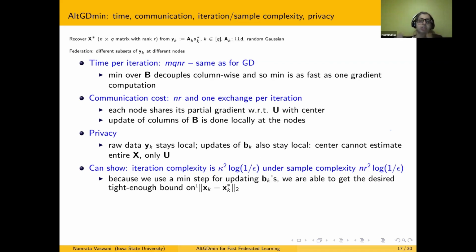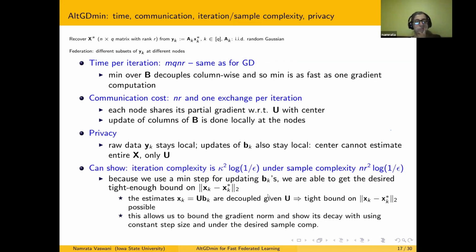And then because you're using minimization for one variable and gradient descent for the other, instead of full gradient descent, because of that use of minimization, you can actually show a lot faster error decay. And that's why your iteration complexity is almost like AltMin. Yeah, the estimates XK are decoupled given U. So for my other two gradient descent algorithms, projected GD and factorized GD, the estimates were not decoupled given U.